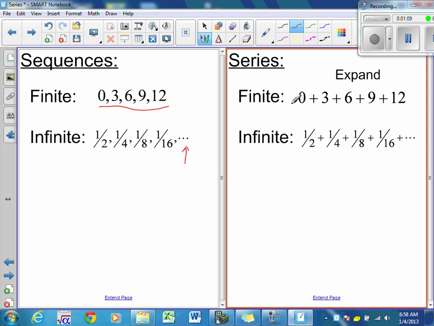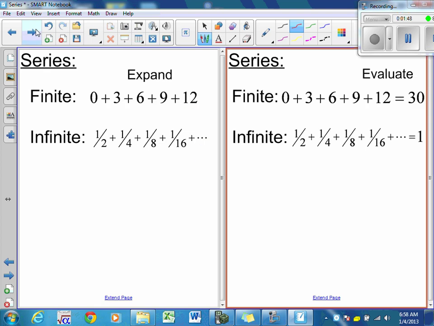Now, we can have a finite series where we add these 5 terms, or we can have an infinite series where we add up an infinite number of terms. The way it looks right now is 0, 3, 6, 9, 12. When we add those up, this is called expanded form. So you can see all our terms, they are just added together. If we want to evaluate the series, then we want to add up all those terms.